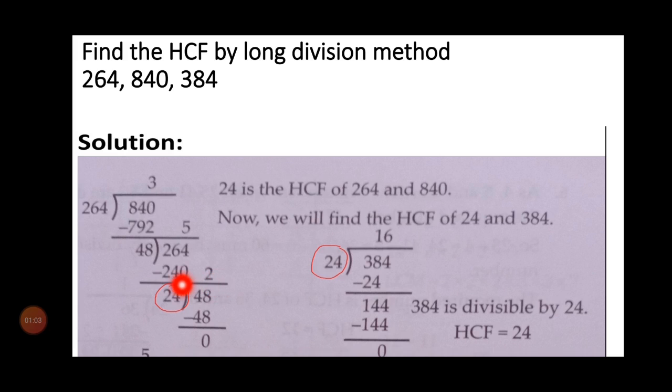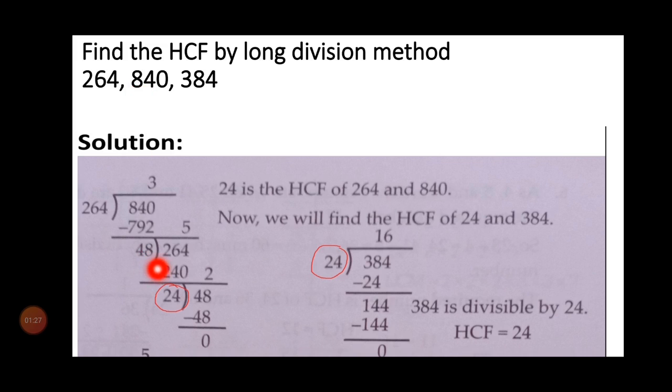Okay. Then the last divisor is there, no? I mean the last remainder, that is the last divisor. How many 24s are there in 48? 2 times, right? 2. Write 48 down. So both are the same number. If you subtract, you get 0. So the last divisor is the HCF for these two numbers, 264 and 840. What is the HCF of those numbers? 24.